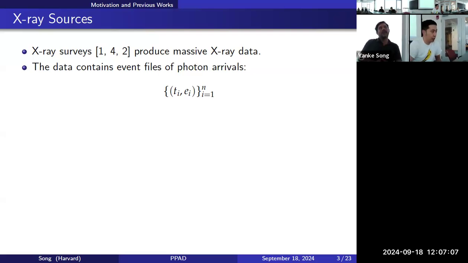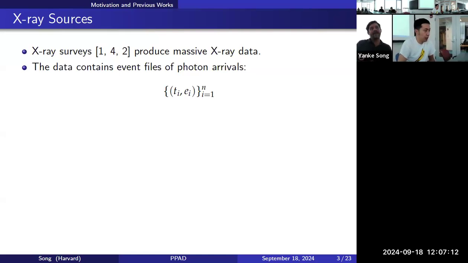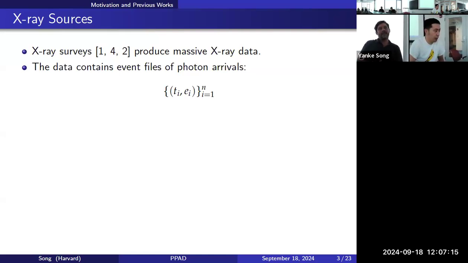So we have massive X-ray data from all these X-ray surveys and detectors. And by X-ray data, I mean basically event files. An event file, although it has some other measurements, I'm going to simplify and only consider as a list of photon arrivals, where each arrival contains a time, the arrival time, and an energy, which is the energy of the arriving photon. So an event file basically means a list of photon arrivals.